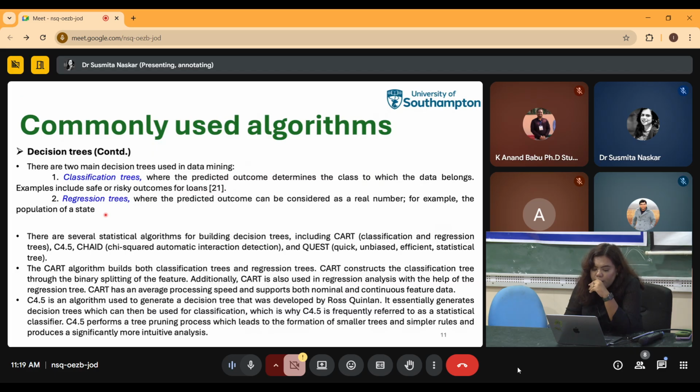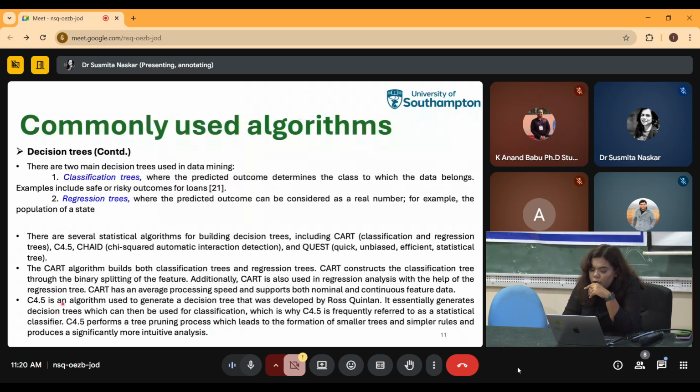Now if you look into all of these models, the CART model, which stands for classification and regression tree, builds both classification as well as regression trees by splitting the data based on the most informative features. It works with both nominal and continuous data, and is known for its very efficient processing speed. But you have to always remember that we use it for the short trees, not for the large ones. Okay.